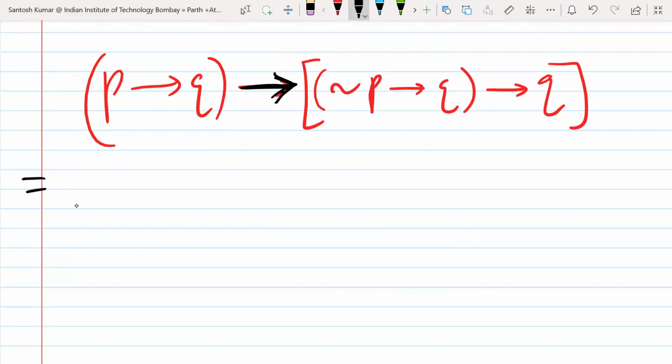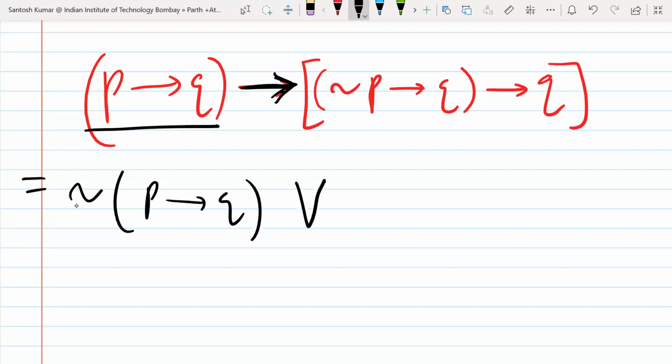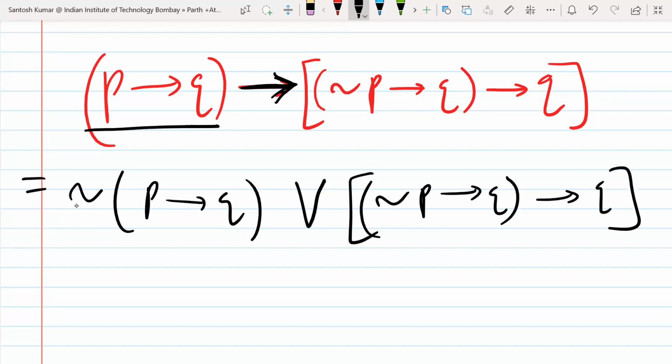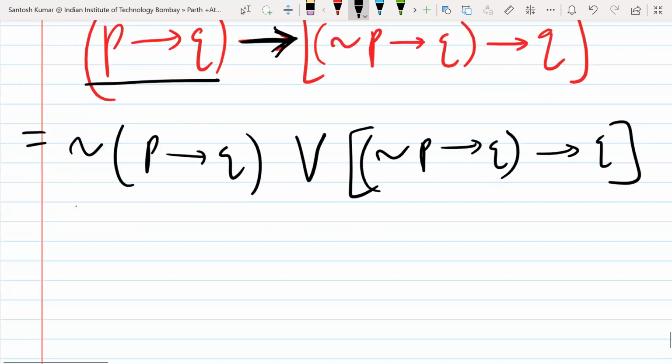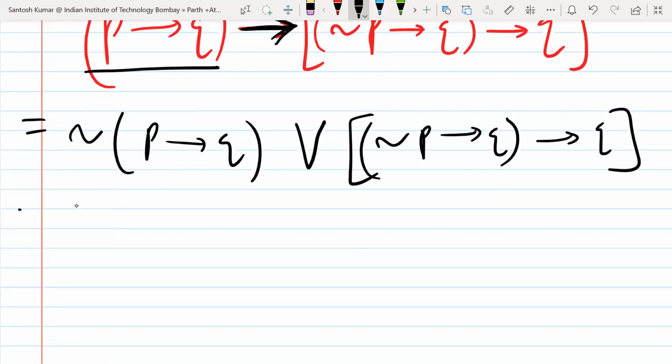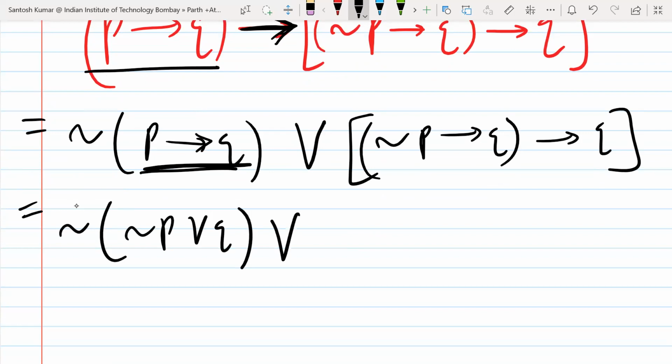If you open this, P implies Q is equivalent to not P or Q. So not P means this one, P implies Q, or Q means this one. Okay, so negation of P implies Q, and this implies Q. Now you can open this one also. The negation, this you can open. So P implies Q is equivalent to not P or Q. Or again you can open this implies.